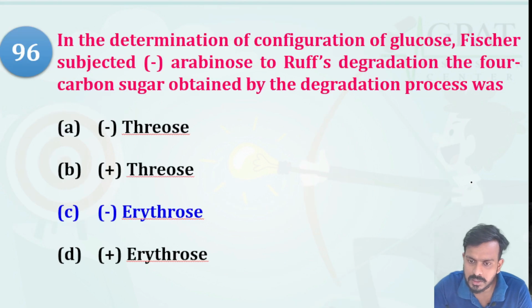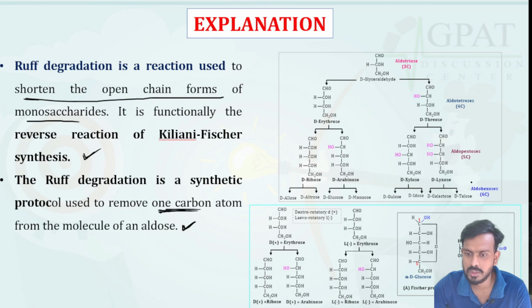The question was, in the determination of the configuration of glucose, Fischer subjected arabinose to Ruff degradation. The 4-carbon sugar obtained by this degradation process is erythrose. Okay, next. From arabinose, erythrose, L-erythrose is produced.